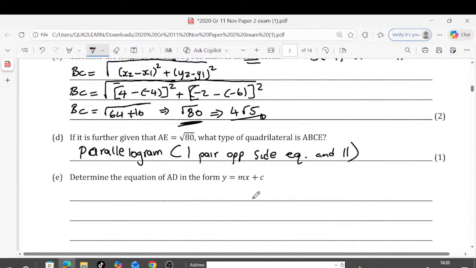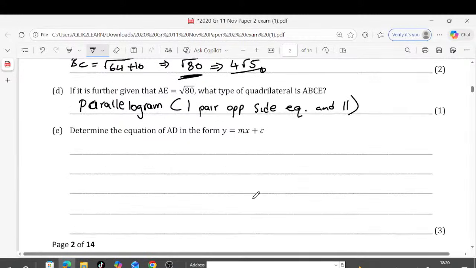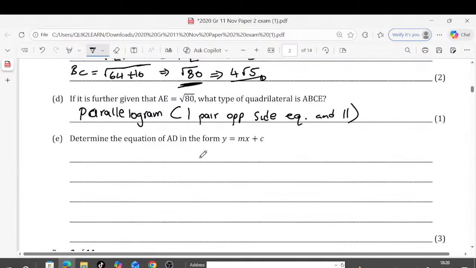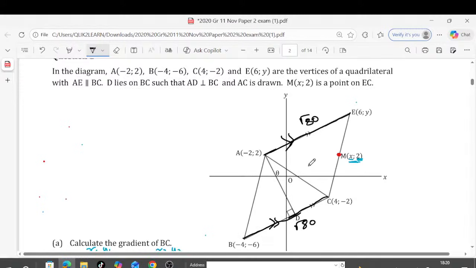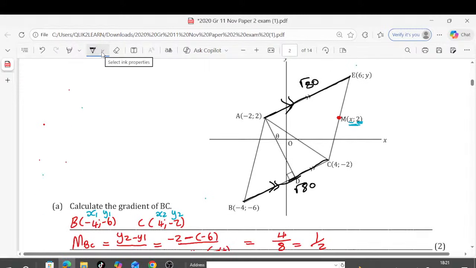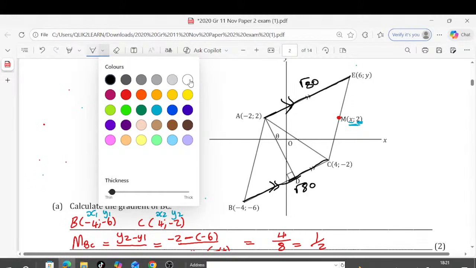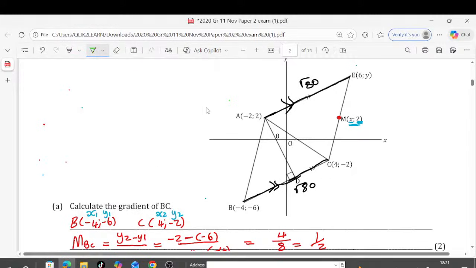The next question, for how many marks? 3 marks. They want you to determine the equation of AD in the form of y is equal to mx plus c. Let's go check what is AD. Look at the line AD. From this point to that point, look at this line. We need to find the equation of that line.